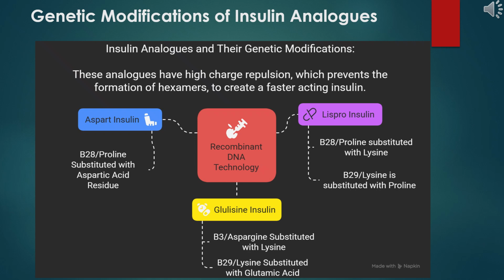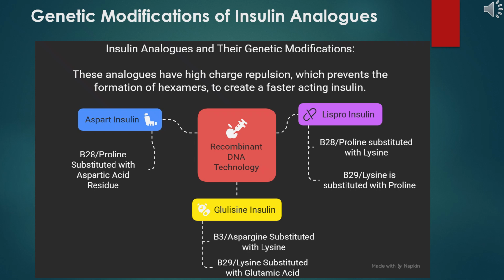Let's break down the molecular edits that give rise to rapid-acting insulin analogues. For insulin Lispro, the positions of proline at B28 and lysine at B29 are reversed. This simple swap enhances solubility and speeds up absorption. Insulin aspart replaces proline at B28 with aspartic acid, increasing negative charge and repulsion.